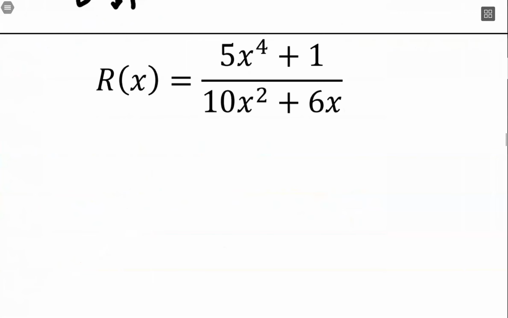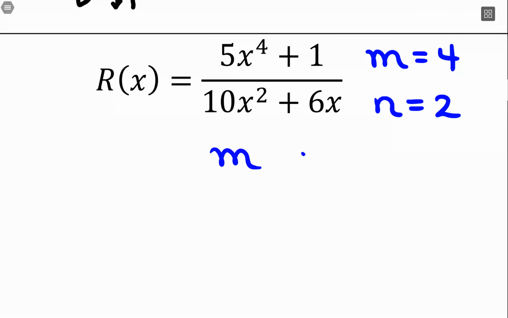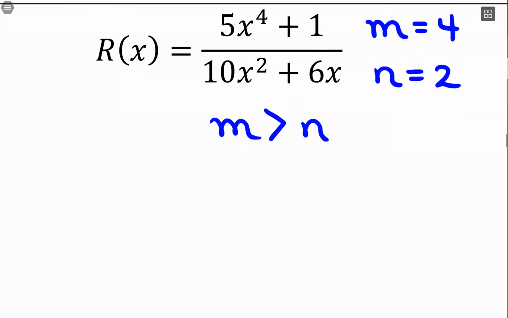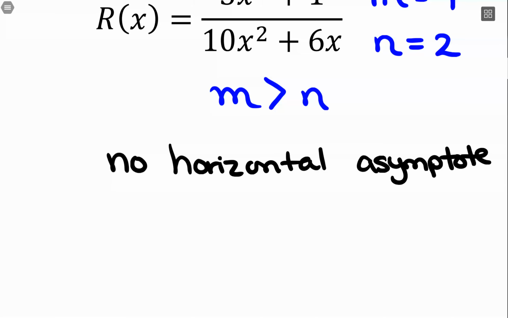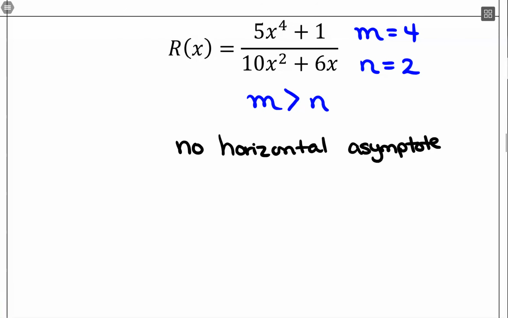Our last case here, so in the numerator, degree 4. In the denominator, degree 2. So if I compare those, m is larger than n. So we would have no horizontal asymptote. And this doesn't even have the relationship that we just saw in the previous example, because if I try to compare it to n plus 1, it's not just 1 more than the denominator, so it's not oblique either.